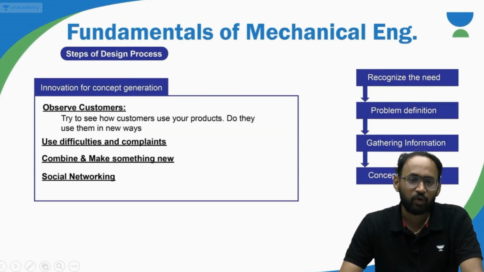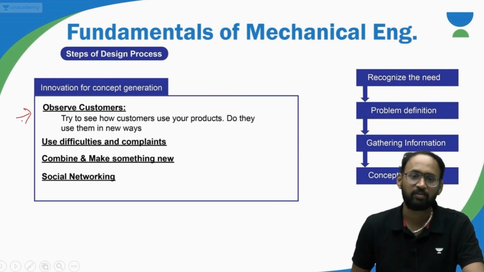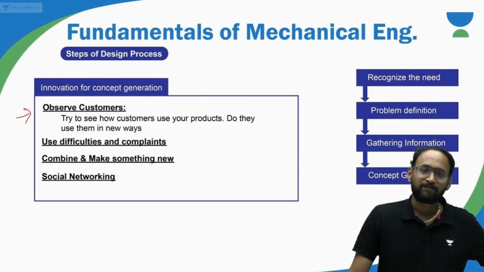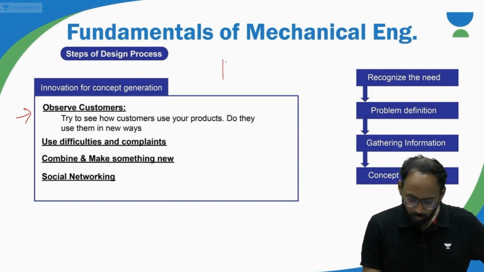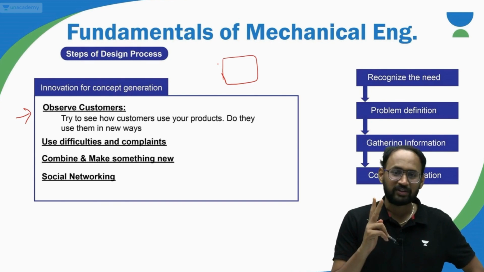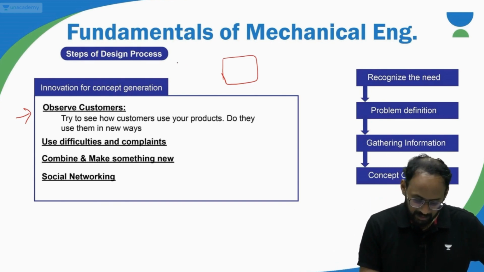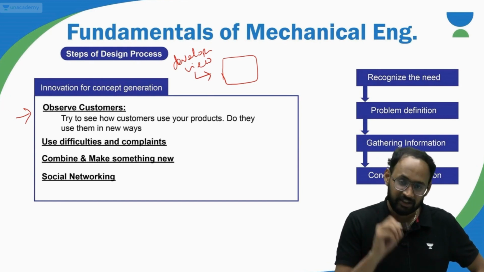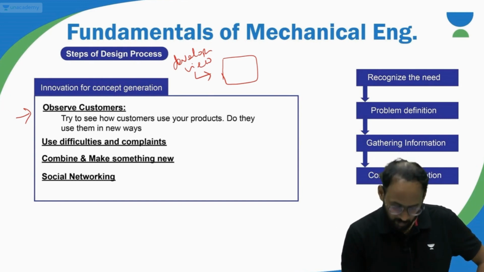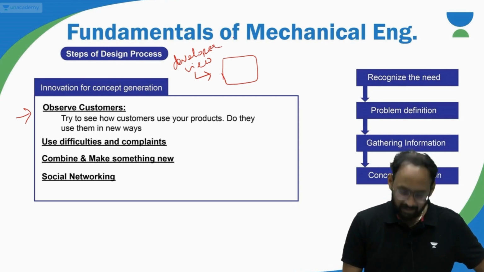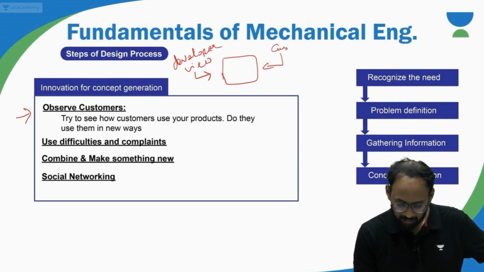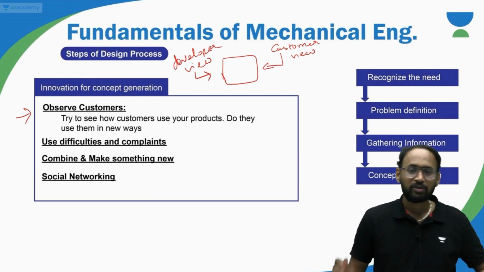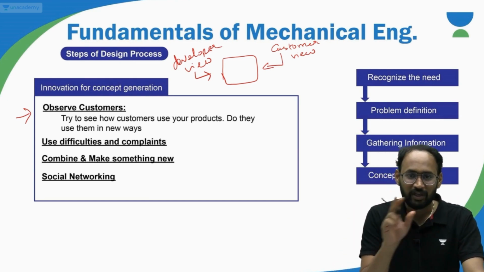So what you have to do is you have to observe the customer. It's very important. So there are always two views for a product. Any product has two views. One is the developer view, the developer view of how the product he or she thinks has to be used. Okay, this is developer view. The other view is the customer view, which is very important. Most likely these both views are not the same.